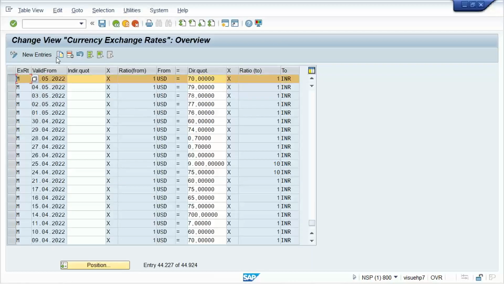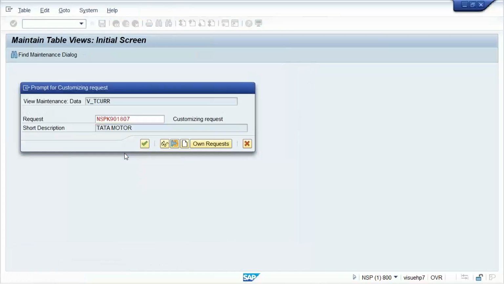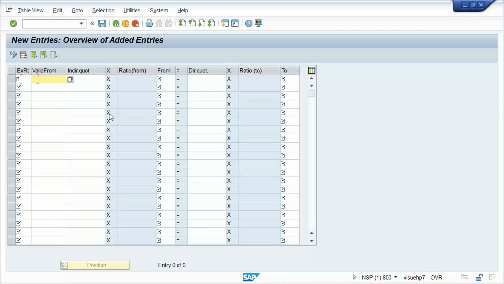I'll just do one thing. I'll just delete it and save it. And then I'll maintain it here once again, a different way. So here exchange rate type, validity 05/05/2022, today's date. Now USD and here INR. So 1 USD equals how many INR, guys? Let's suppose 62. I said 62 is the bank selling rate, right? Or 60 itself if you are going to specify average rate. Press enter.